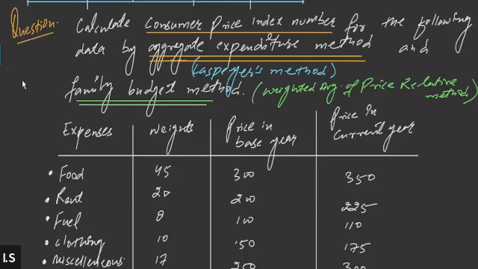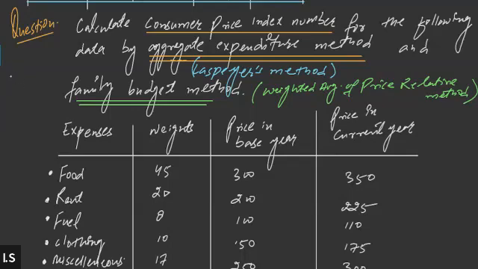Now, sir, what if the question asks us to calculate the index number by the family budget method? What is the family budget method? Family budget method is nothing but the weighted average of price relative method. I think in the last session we already did the formula, but until now we haven't done any question. So we will cover this formula through this question.